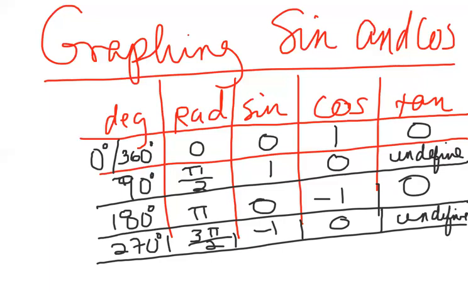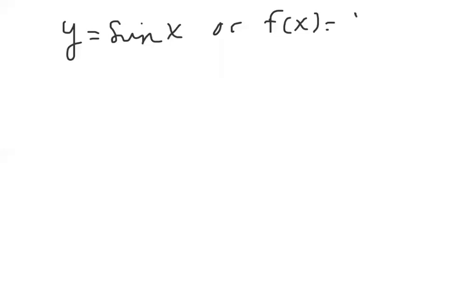Now, we need this information, guys, seriously, to be able to graph these functions. It helps to have this basic knowledge. All right, so here comes the starting point, guys, with graphing sine and cosine. The sine function, sine x, or as a function, you can write it as f of x equals sine x.